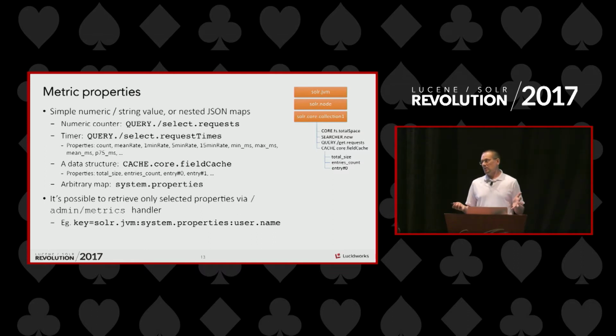Or these metrics can represent arbitrary maps, like, for example, system properties. You may wonder, okay, but system properties is a huge chunk of data. I don't want to retrieve all system properties for every call. Well, using the admin metrics handler, I will show you in a moment that you can retrieve not only individual metrics, but also individual metric properties. So if you just want to check what is the actual value of the system load average 5-minute rate, you can do it in a single call, and it will return a single piece of information.